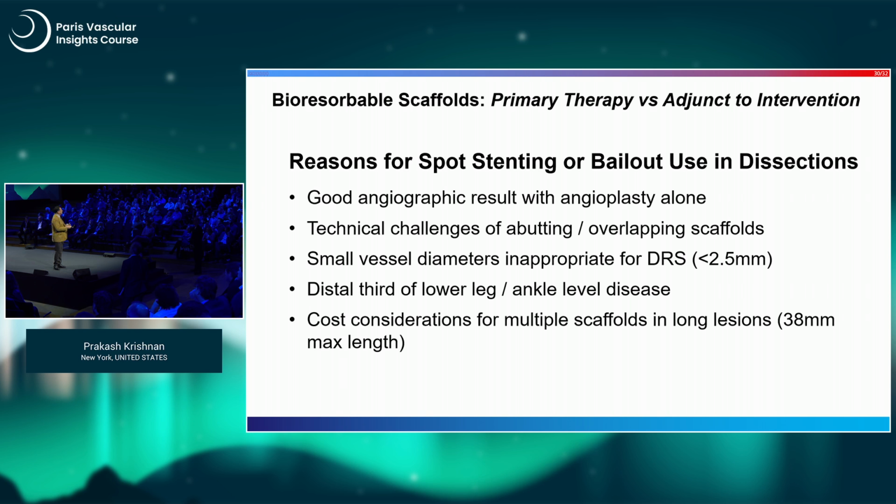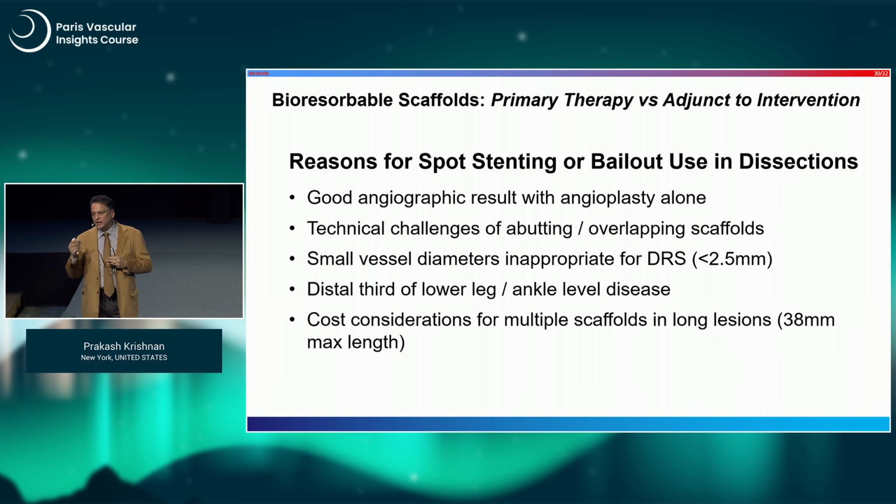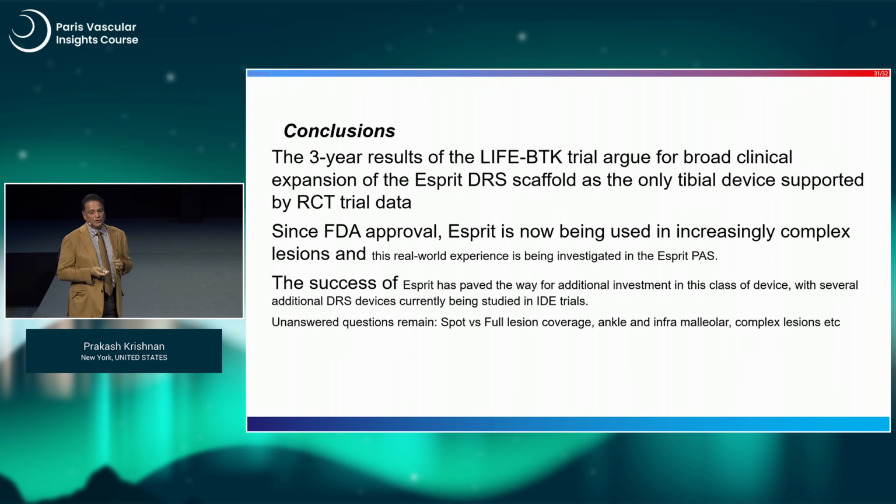There are technical issues of how we stent this. Do we overlap it? Do we not overlap it? And how do we deal with vessel mismatch? Less than 2.5 millimeters below, 3.5 above. How do we match the DRS, and how do we deal with this? This is going to be an issue. And most importantly, distal third of the lower leg and inframalleolar disease, and finally, information on wound healing.